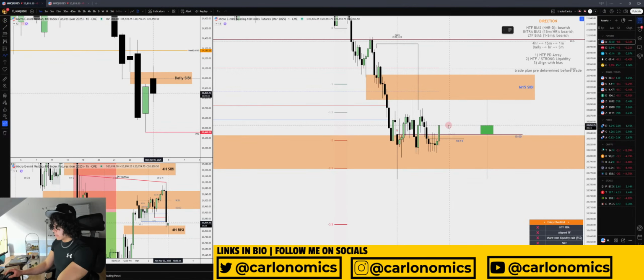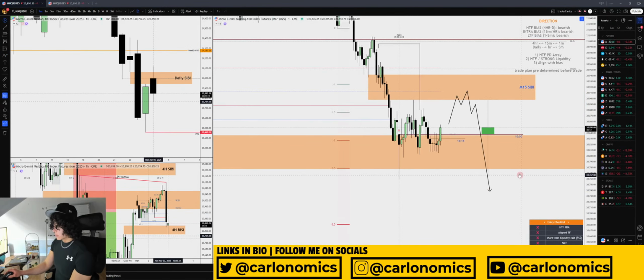So I'm looking to see if we get a move higher here. And then looking to see if we get that 1-minute change in the state of delivery and then push lower. So I'm gonna see if we get this setup.